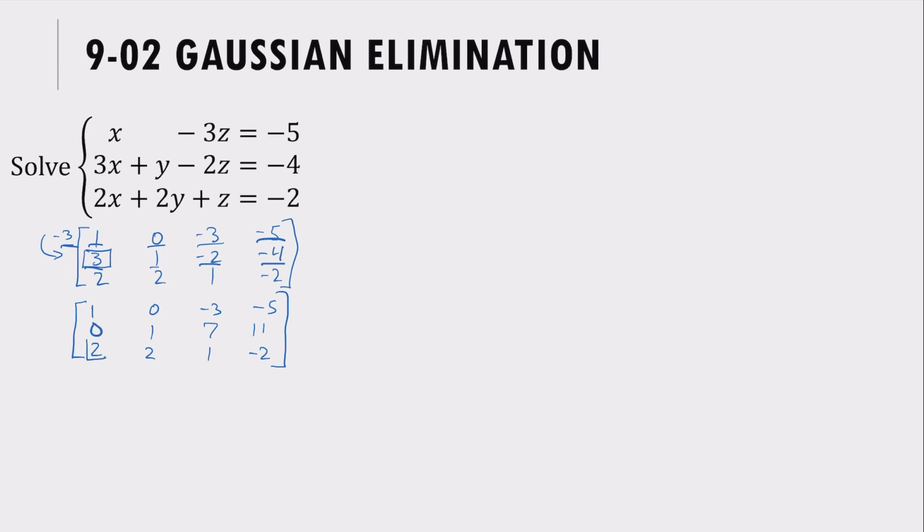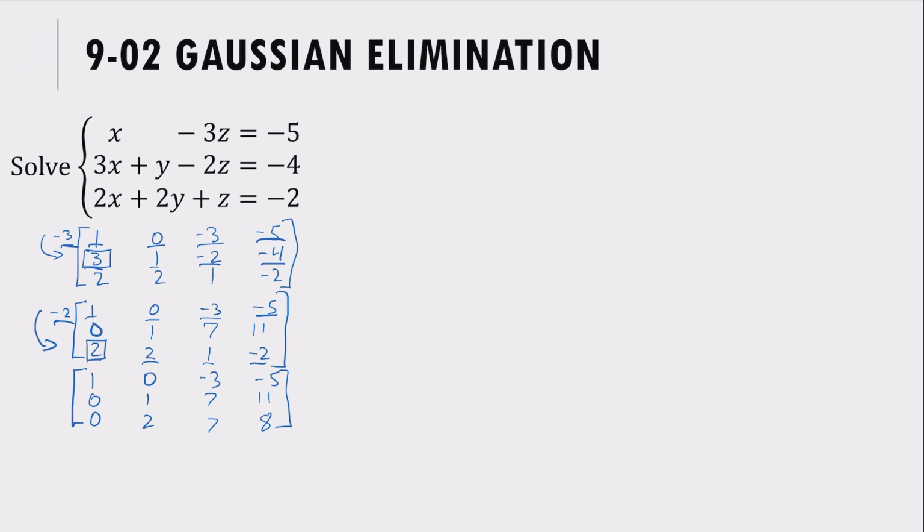Now let's finish out that column. Let's get a 0 down there. So I can multiply the first row by a negative 2 and add it to the third row. The top row stays the same. The second row stays the same. And the bottom row becomes negative 2 times 1 plus 2. Negative 2 times 0 plus 2. Negative 2 times negative 3 is 6, plus 1 is 7. And negative 2 times negative 5 is 10, plus a negative 2 is 8. So my first column is done.